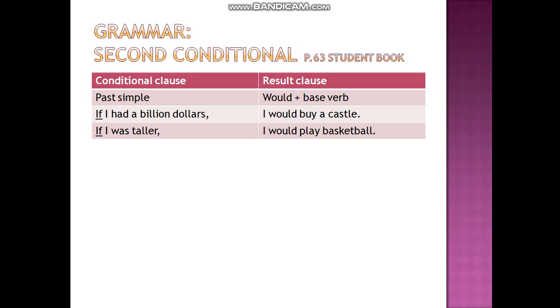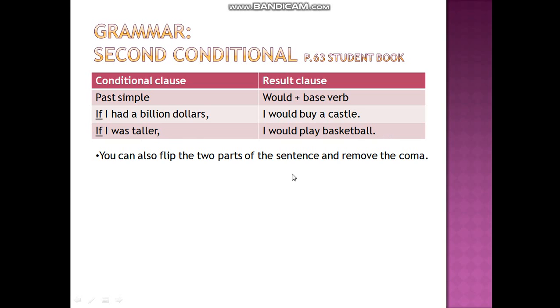If I was taller, still imagining, if I was taller, I would play basketball. If I was taller, I would play basketball. What you also have is, what's the rule? The rule is if, past simple, comma, would plus base verb, full stop. If, past simple, comma, would plus base verb, full stop.